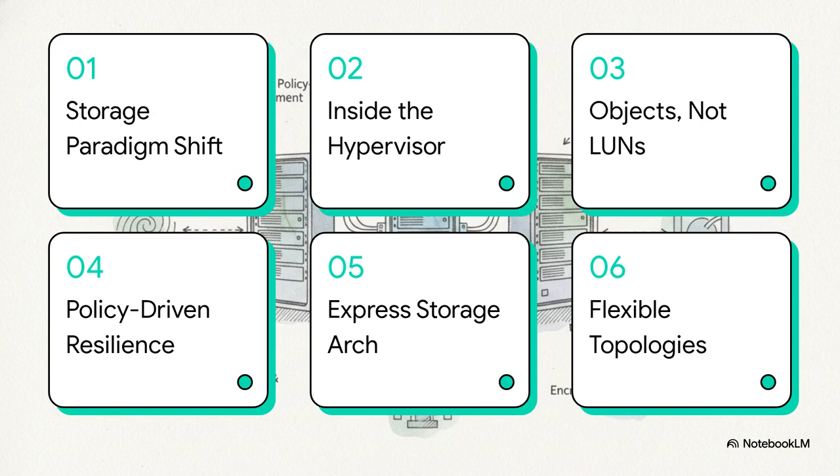So here's our roadmap for today. We'll start with this storage paradigm shift, then look inside the hypervisor and discuss moving to objects instead of LUNs. After that, we'll hit policy-driven resilience, the express storage architecture, and wrap up with flexible deployment topologies.